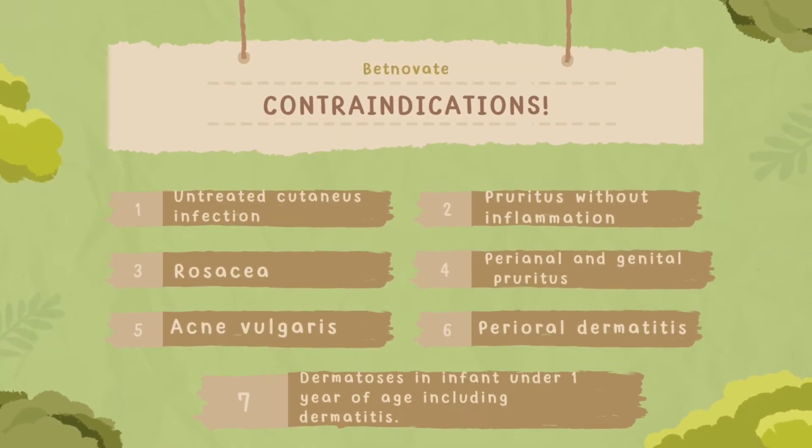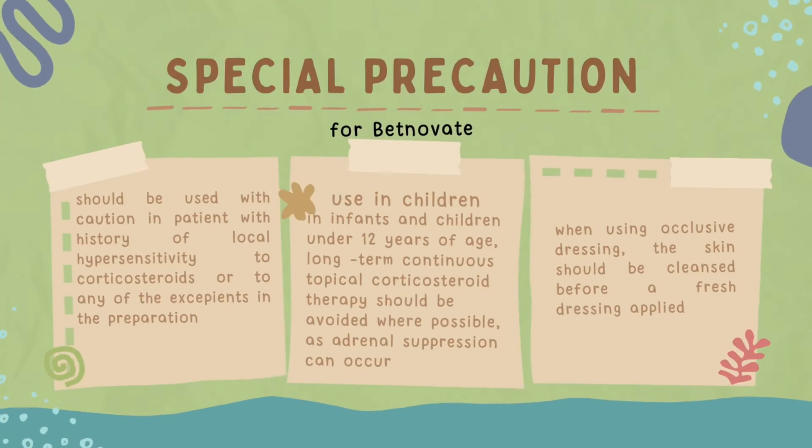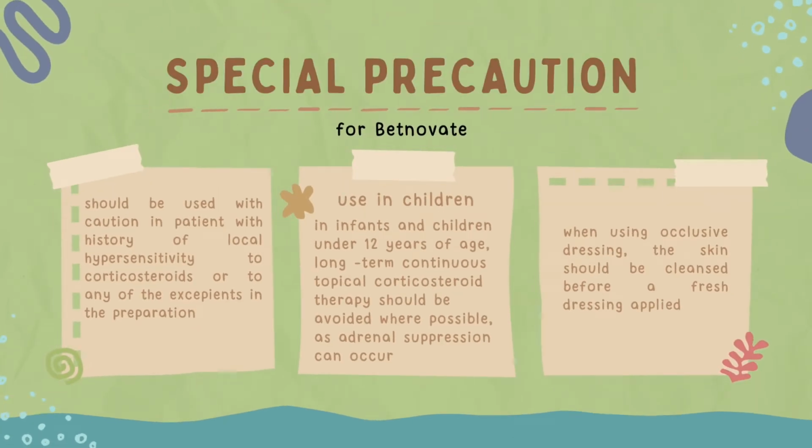The first one is untreated cutaneous infection, then pruritus without inflammation, rosacea, perianal and genital pruritus, acne vulgaris, perioral dermatitis, and dermatoses in infants under 1 year of age, including dermatitis. Special precaution for Betnovate. It should be used with caution in patients with a history of local hypersensitivity to corticosteroids or to any of the excipients in the preparation.